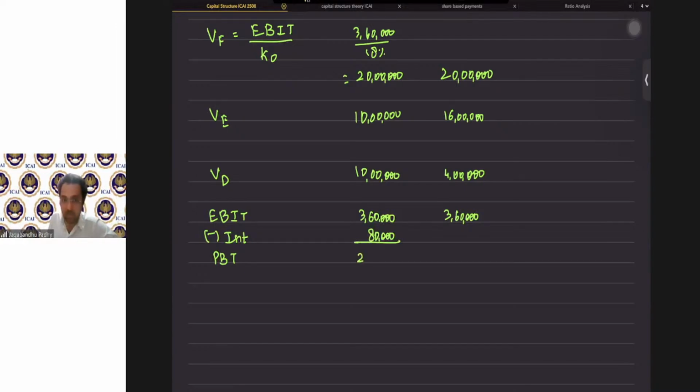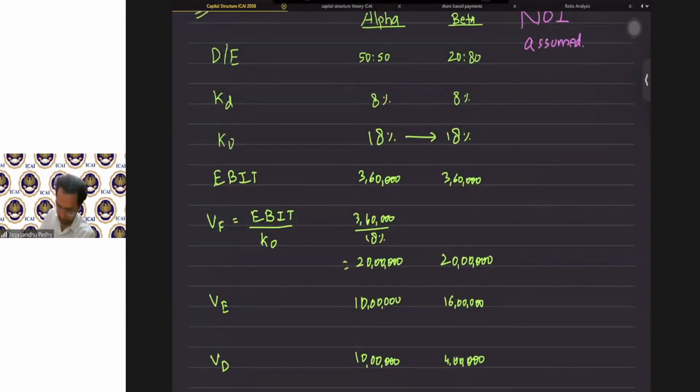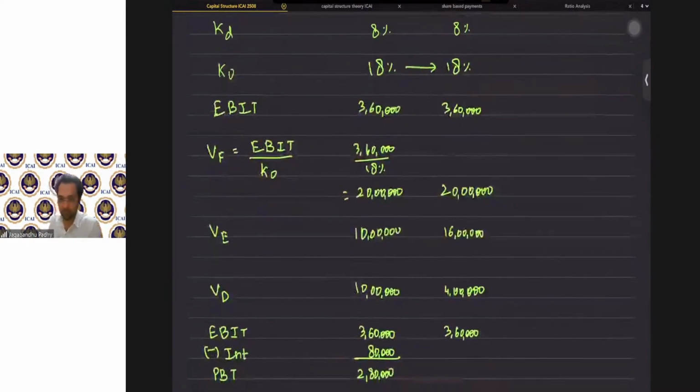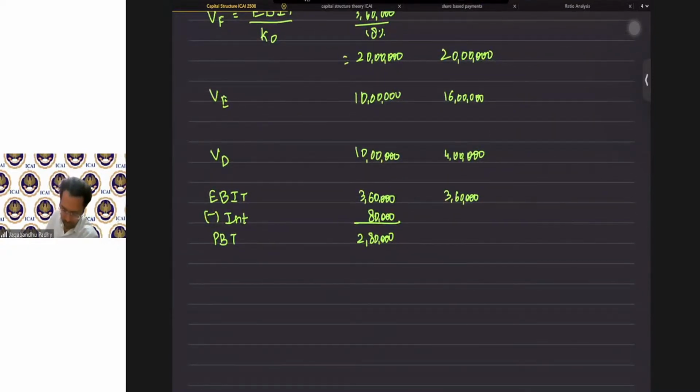Profit before tax is 2 lakh 80,000. Then for Beta, EBIT is 3 lakh 60,000, and interest is going to be 8% of 4 lakh, that's just 32,000. And we get profit before tax as 3 lakh 60,000 minus 32,000, which is 3 lakh 28,000.